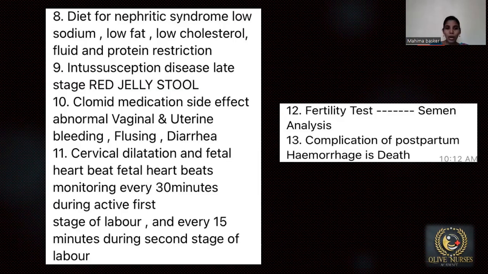Fetal heartbeat monitoring should be every 30 minutes in the active first stage of labor, remember, and every 15 minutes during the second stage. So during the first stage of labor, every 30 minutes you have to look for the cervical dilatation and fetal heart rate. Got the point? But if it is the second stage, every 15 minutes, because the baby is already going to deliver and full dilatation has happened. In your OBG class you will be studying this. So remember, 30 minutes in the active phase of the first stage of labor, and every 15 minutes assessment for the second stage of labor.